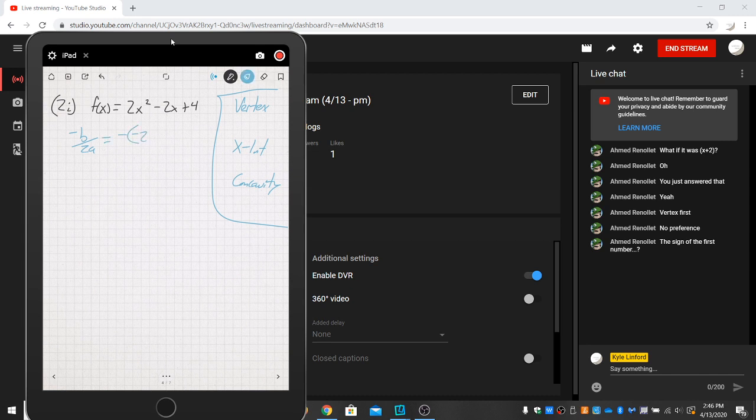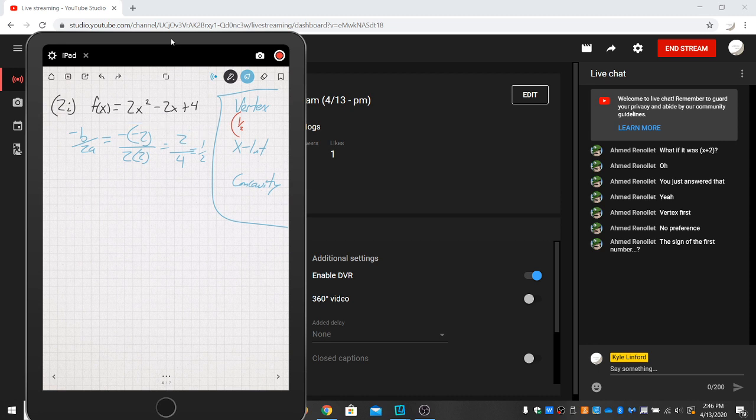Negative negative 2 over 2 times 2. Let's see what that is. Negative negative 2 is positive 2, and 2 times 2 is 4. So that's a half. I know now for my vertex, the x value is going to be a half. So I have the first part of my vertex. It's a half. Now, remember, the vertex is a coordinate point. I have to figure out what the y value is.